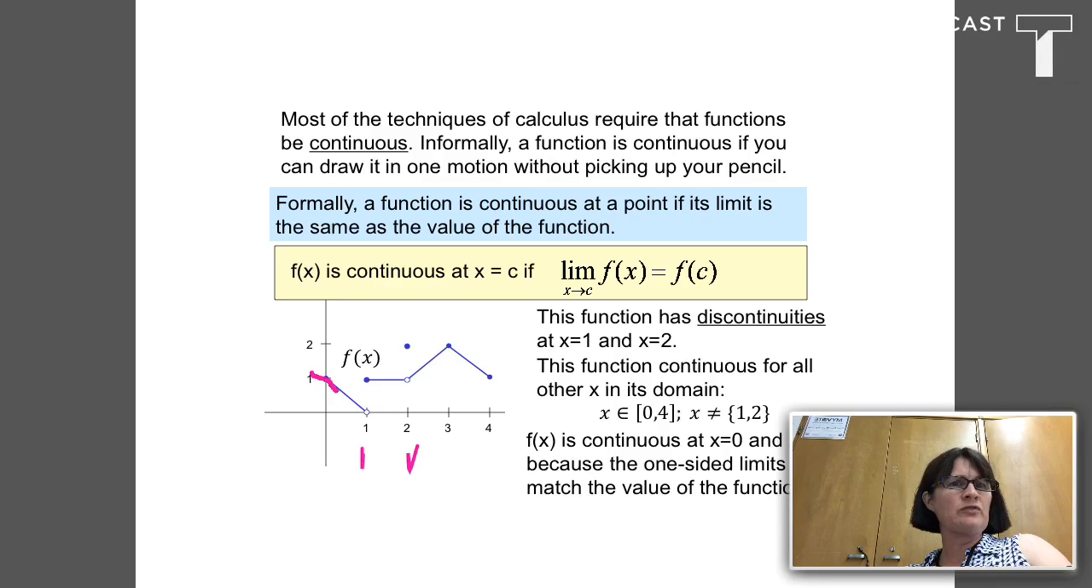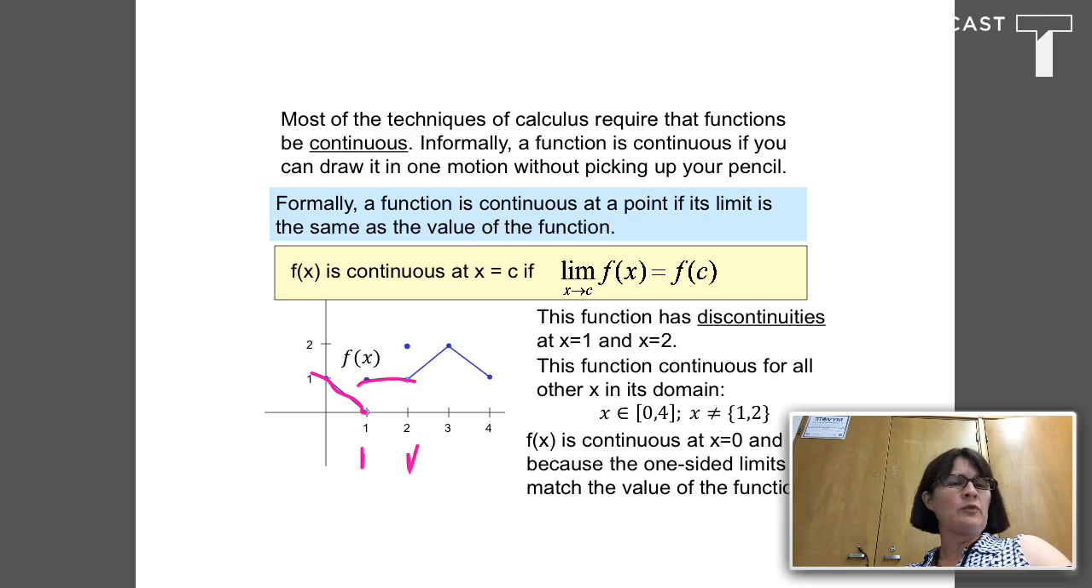So this function is discontinuous at x equals 1. Notice here I approached from the left, I was headed toward y equals 0. I approached from the right, I was approaching y equals 1. The limit doesn't exist because the limit from the left and the limit from the right are not equal. That's from section 2.1. So the limit didn't exist. That might be a key to my problem.